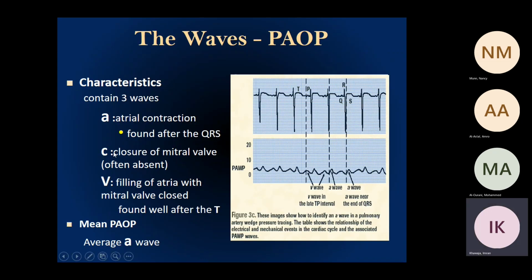Okay, again, this is showing the correlation. The A is the atrial contraction, like with CVP. C, which is not easily seen, is the closure of the mitral valve, and V is the filling of the left atrium, except that you see it again showing later in the cardiac cycle, after the T wave, just before the P wave.